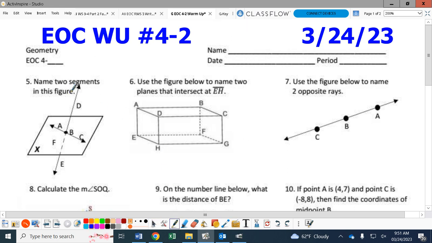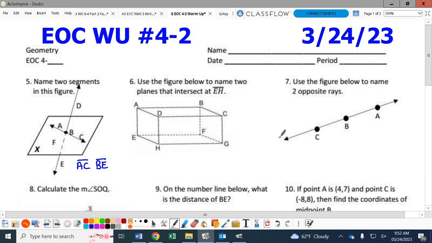First thing says, name 2 segments in this figure. There's lots of them, guys. Name 1 segment in this picture. AC, perfect. That's one of them. Give me another one, guys. BE, perfect. There's plenty more, guys. You could have named CB, CA, DB, BD, DE, any combination of 2 points that are on a line that would make a segment up. Okay? Anybody have any concerns, questions about naming those?